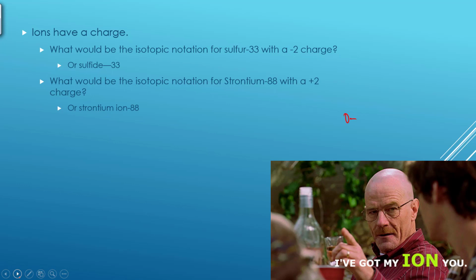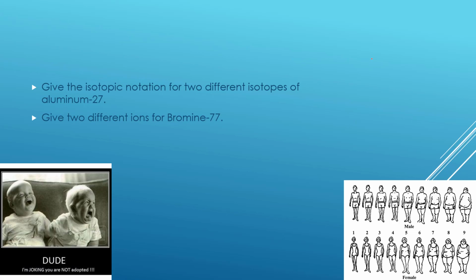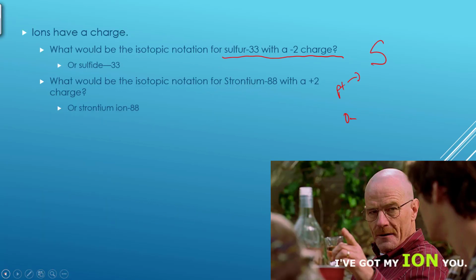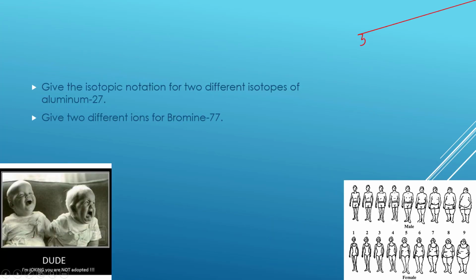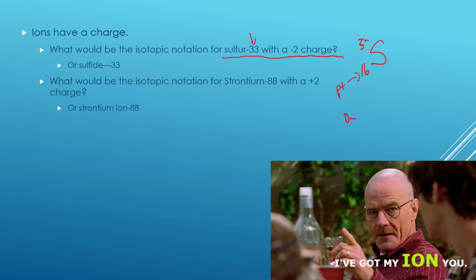What would be the isotopic notation of sulfur-33 with a -2 charge? Get out your periodic table again. This bottom number is the number of protons, the whole number, so this is 16. This is the mass, and it goes on top. Charge of -2, I put it right there. If you're a negative ion, it ends in -ide.